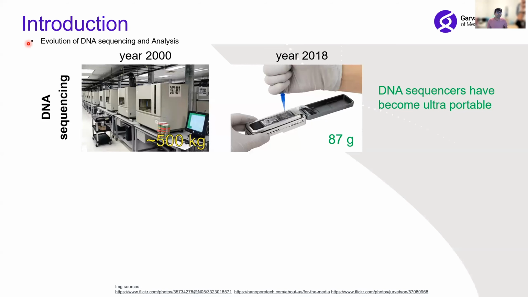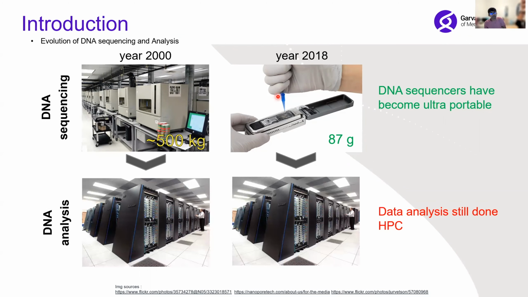If you talk about the history of DNA sequencing, in the year 2000 the DNA sequencer looked like this. Whereas a couple of years ago, maybe like 5 years ago, it looked like this. These DNA sequencers have shrunk into a device which is handheld. So the DNA sequencers have moved from large devices to small devices. They are ultra portable. But the thing is, the scientists still use supercomputers to process the data.